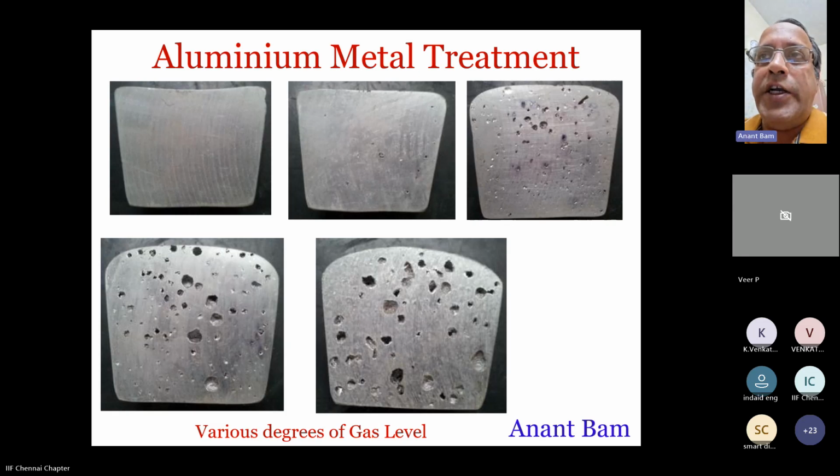Higher the density index, more is the gas content. Lower the density index, lesser is the gas content. This particular process of density index analysis can be completed within 5 to 6 minutes, and hence it is a practical shop floor test and it has become very popular.